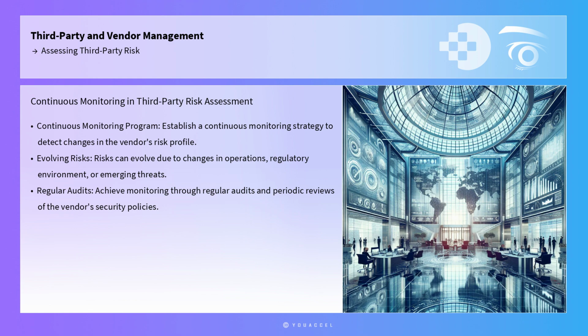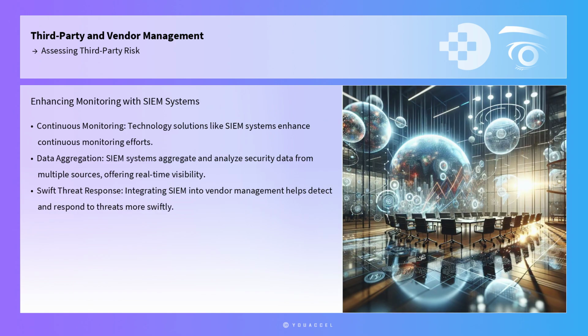Another essential component of third-party risk assessment is the establishment of a continuous monitoring program. Risks associated with third-party vendors can evolve over time due to changes in the vendor's operations, regulatory environment, or emerging threats. Therefore, organizations must implement a continuous monitoring strategy to detect any changes in the vendor's risk profile. This can be achieved through regular audits, periodic reviews of the vendor's security policies, and real-time monitoring of security incidents. Technology solutions such as security information and event management systems can enhance continuous monitoring efforts.